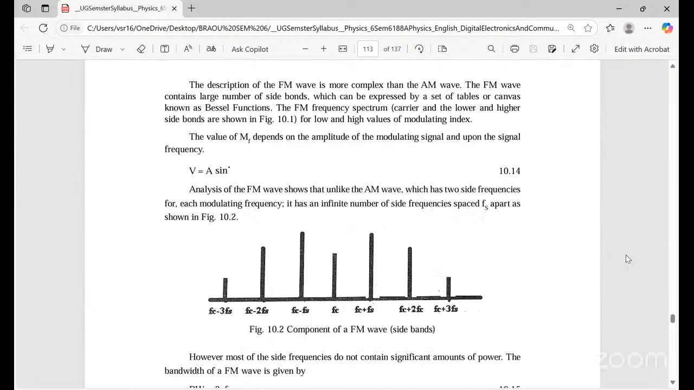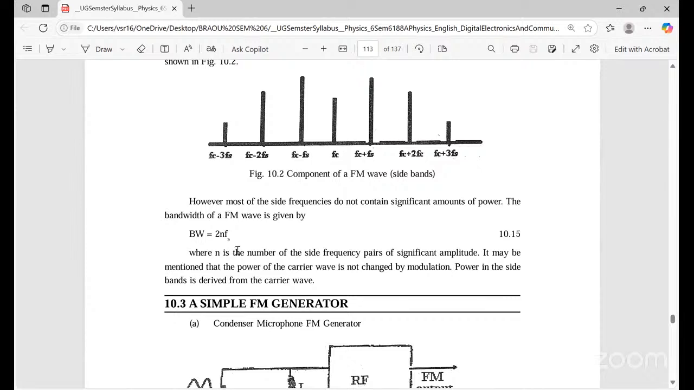So the analysis of the frequency modulation, unlike the amplitude modulated wave. So this is fc, and this is fc plus fs, fc plus 2fs, 3fs. By adding this here, a subtraction takes place. On the left side subtraction, on the right side addition takes place. So what is the bandwidth of this frequency modulated wave?